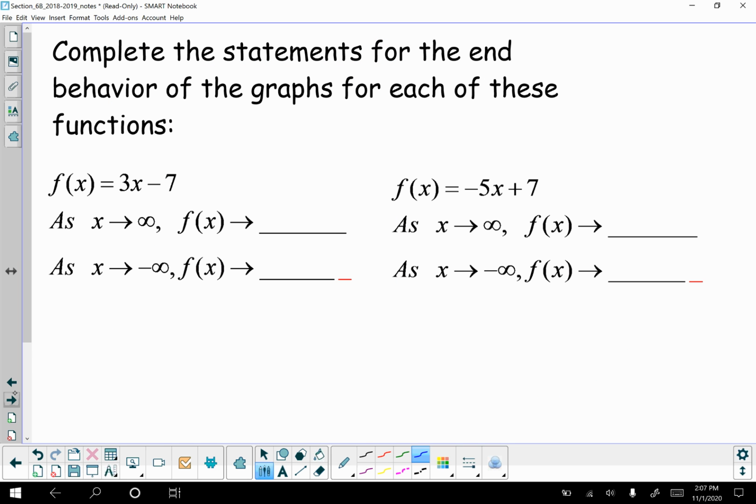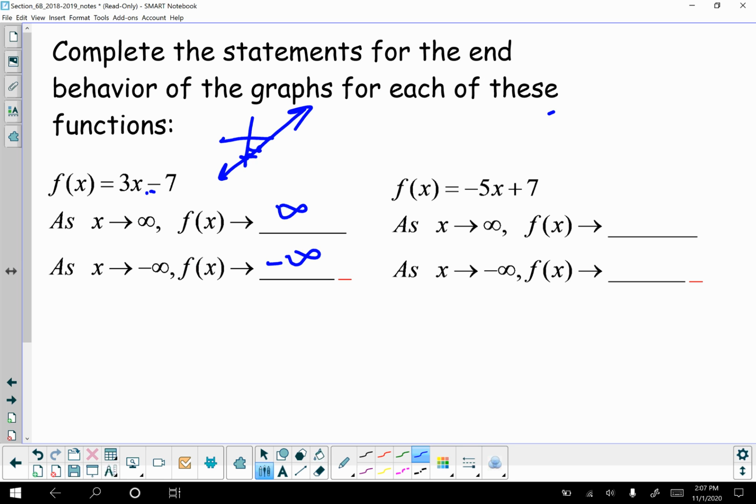Okay. So complete the statements for the end behavior. So what I would do on this is, this is a line. So you have -7, it goes up, right. So this is basically what's taking place. So as I go to the right, I go to infinity. As I go to the left, we go to negative infinity.